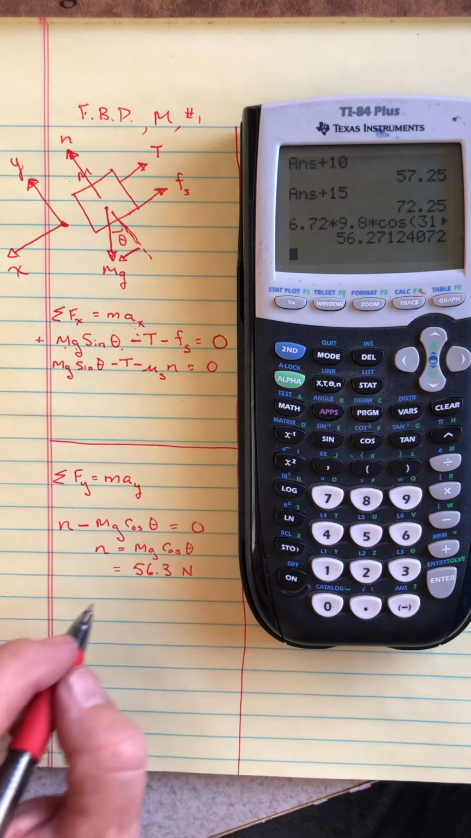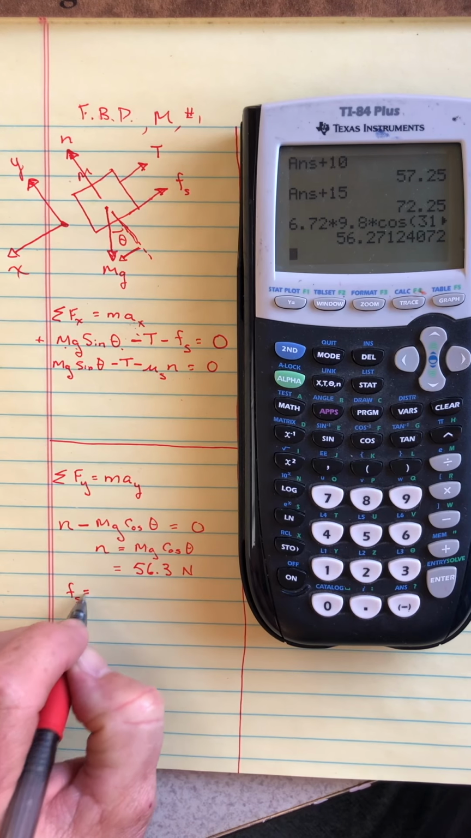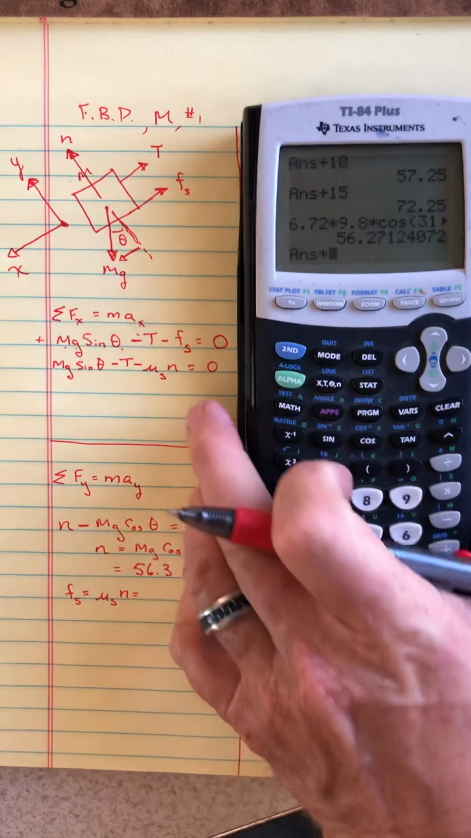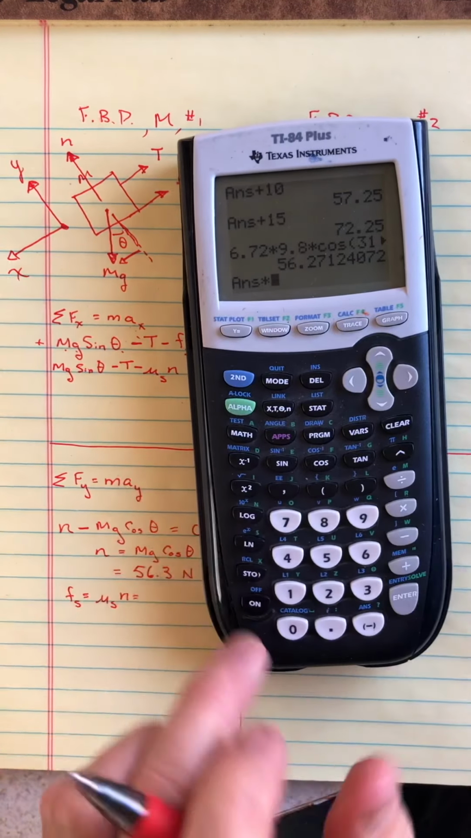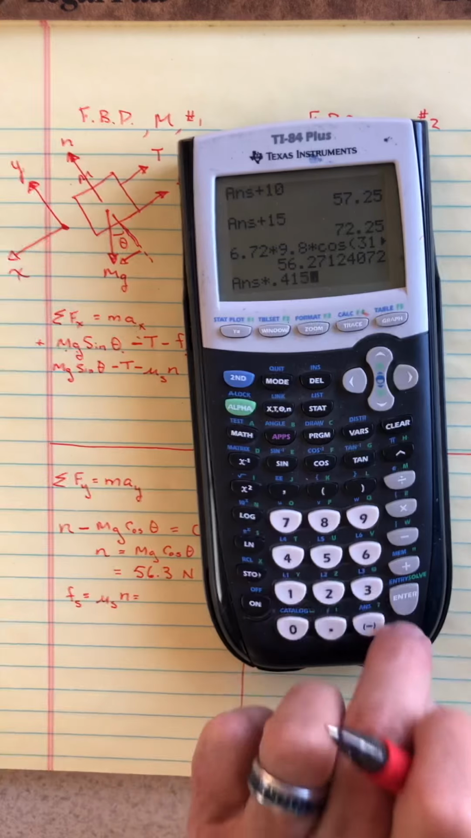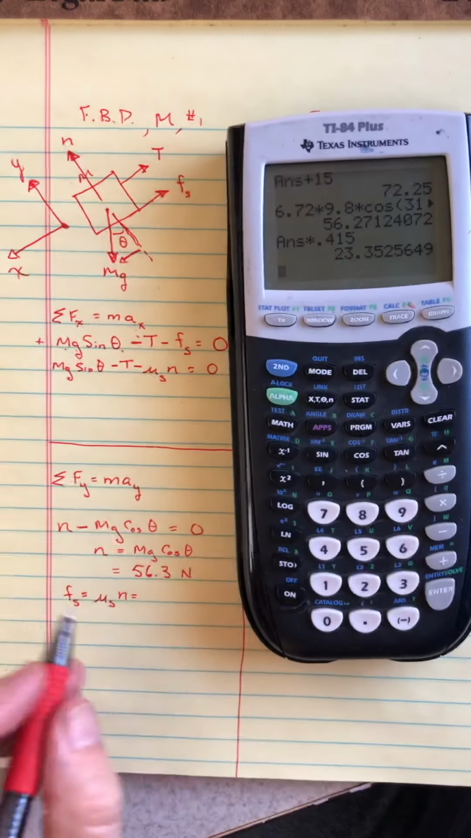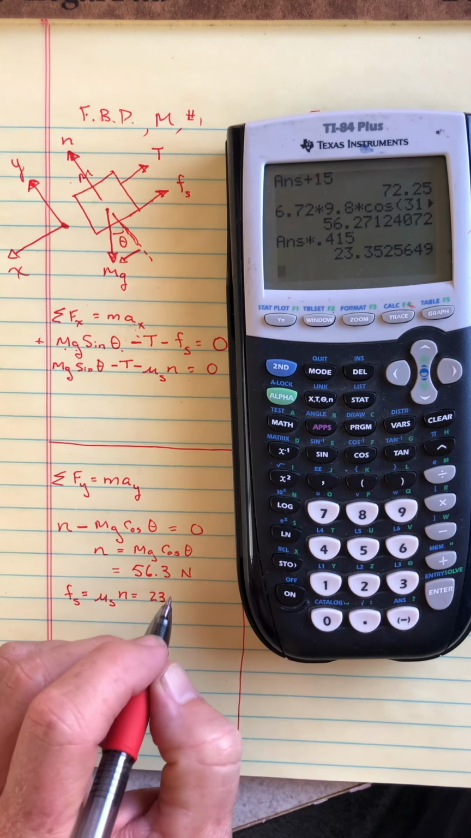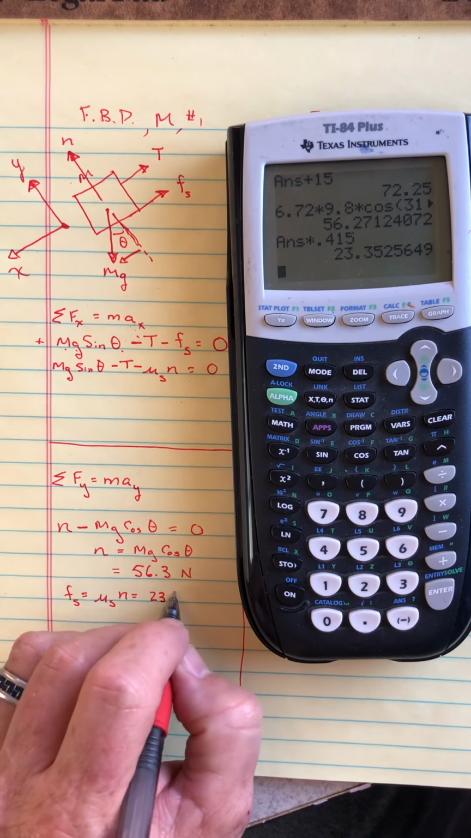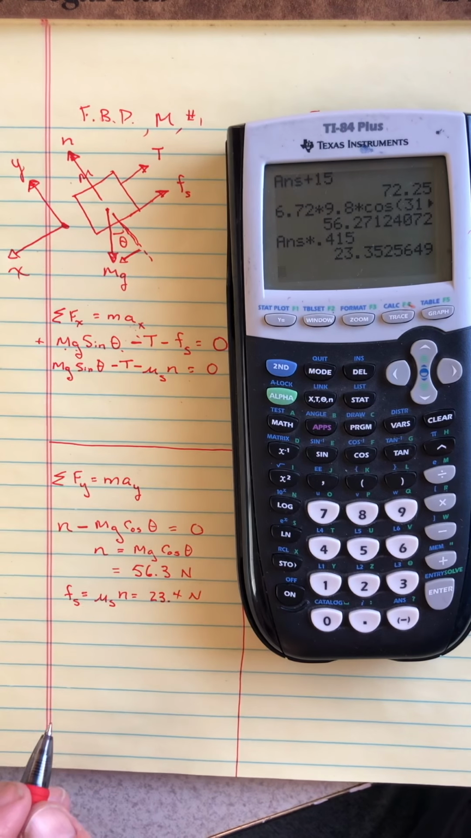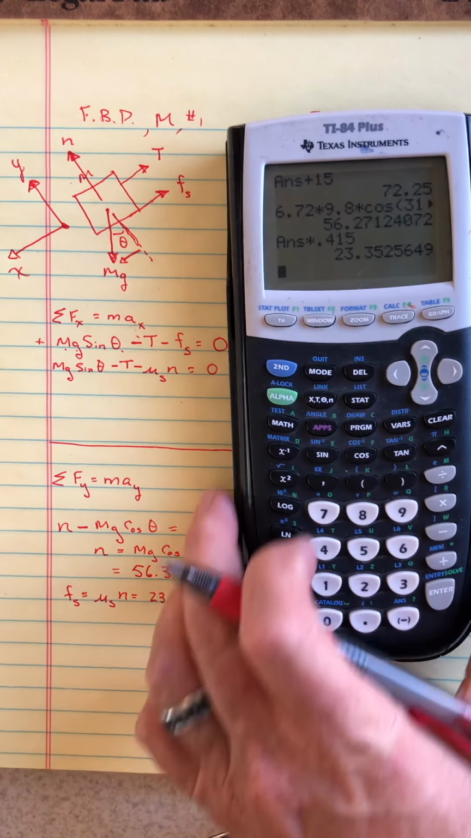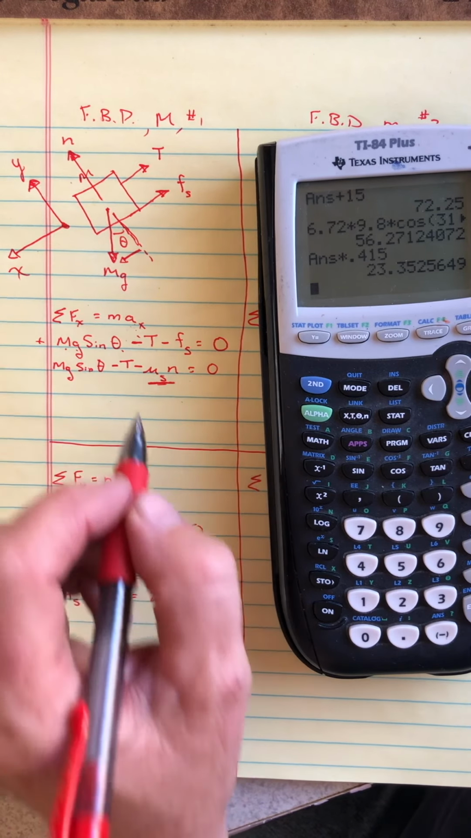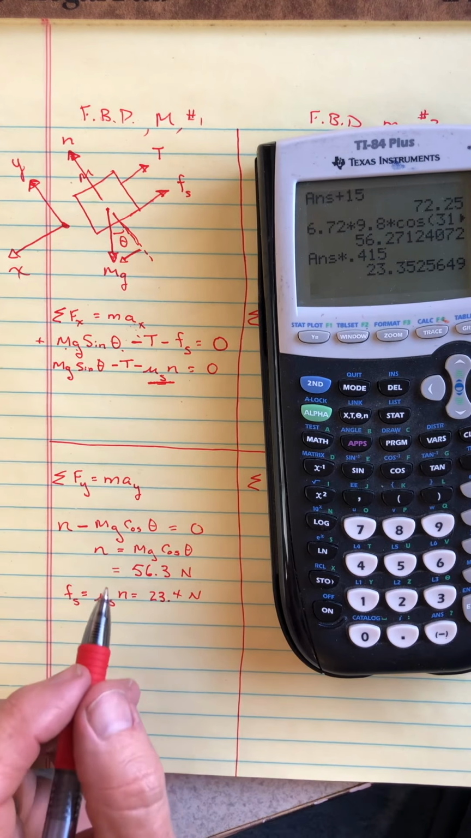And as long as I'm here, that's going to make the static friction, the coefficient of static friction, times the normal. So the coefficient was 0.415. And so that's 23.4 newtons. Okay. So that's going to be this number right here. That's the most we're ever going to get up the hill.